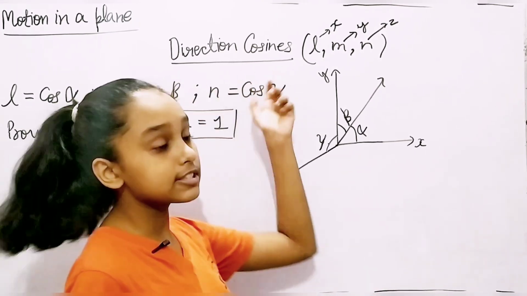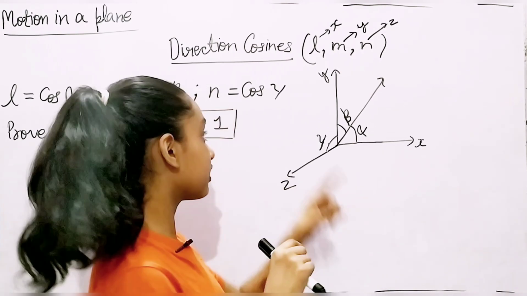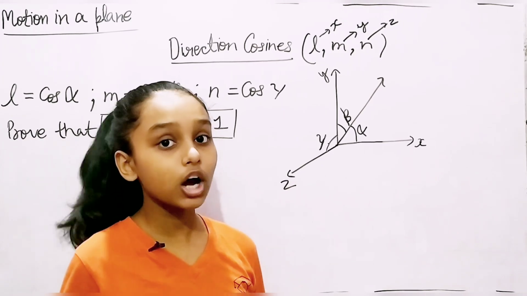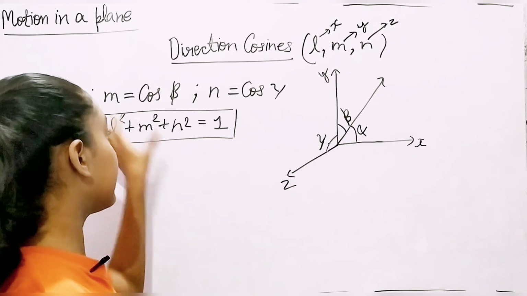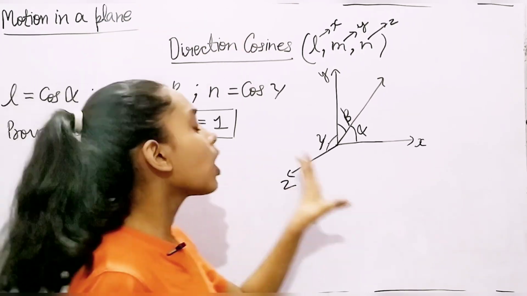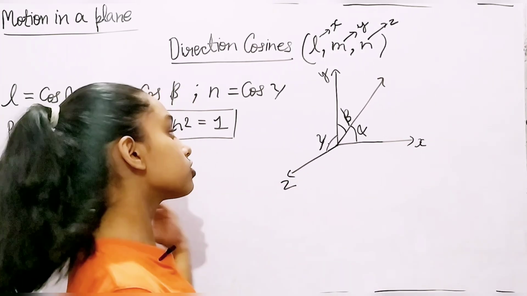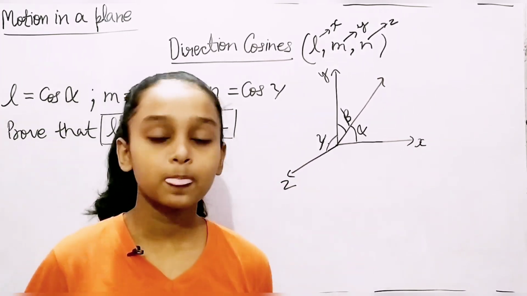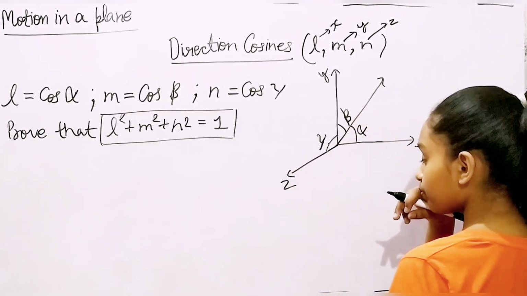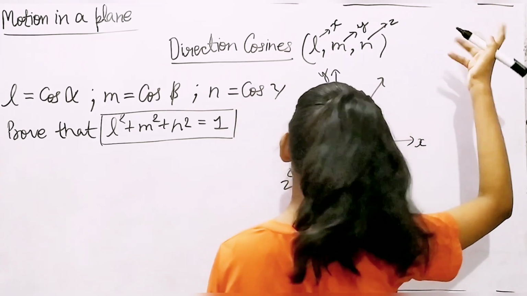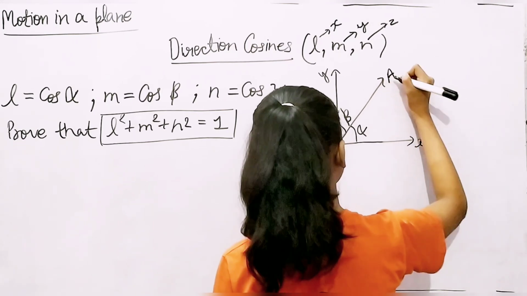They are defined as the cosines of the angles between the three coordinate axes and the vector. One thing you have to always remember is that in direction cosines you will always need a vector. If no vector is given to us, we let that vector be A. So let's draw that vector A and write vector A here.